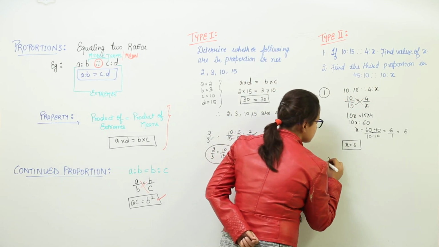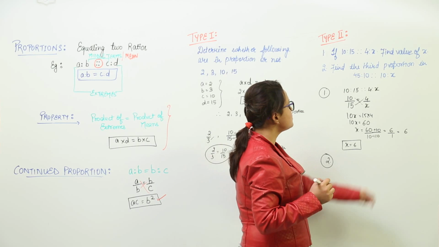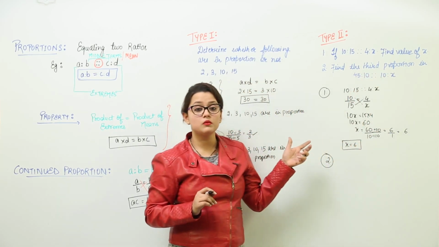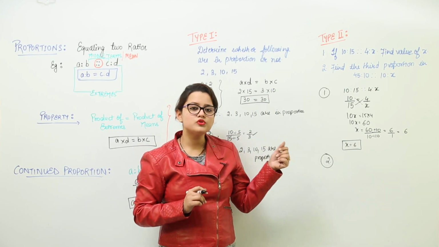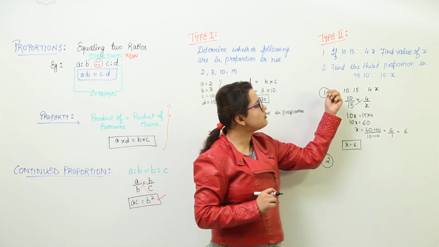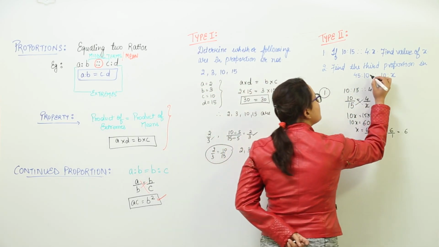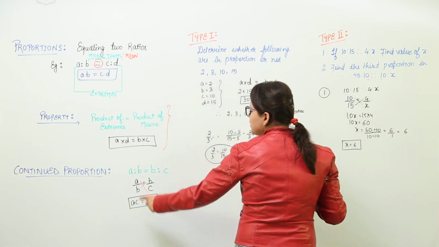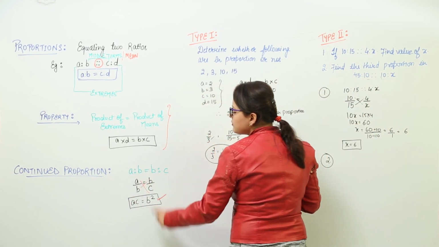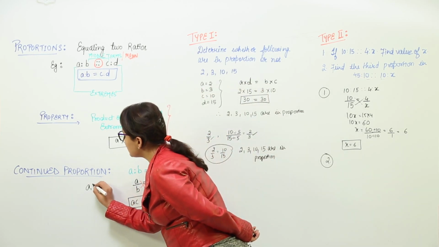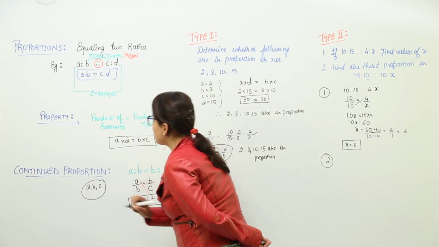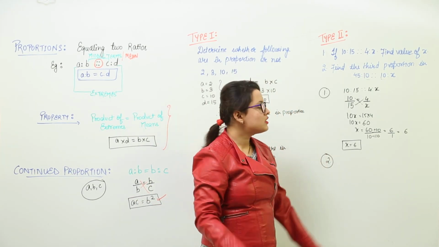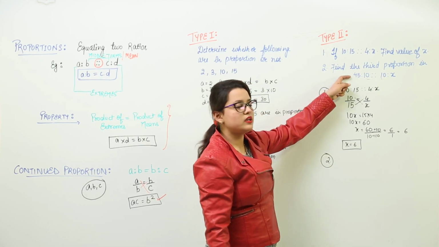What about the next question? Question number 2 says you have to find the third proportion. Now please do not get confused. Why are they talking about the third proportion, whereas in proportion we have 4 values? Here you can check the values of b and c, both are the same. That means this is the case of continued proportion, and in continued proportion we have only 3 terms, that is a, b and c. So because we have only 3 terms, continued proportion is possible. So here also this is the case of continued proportion.